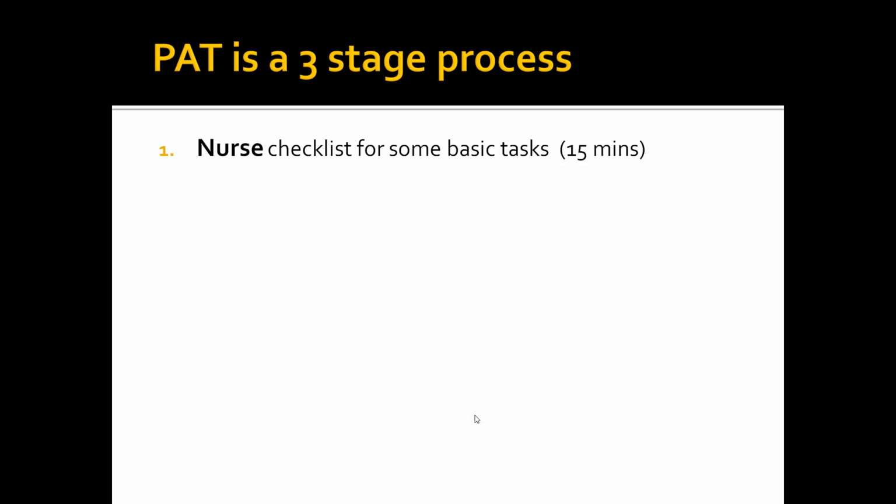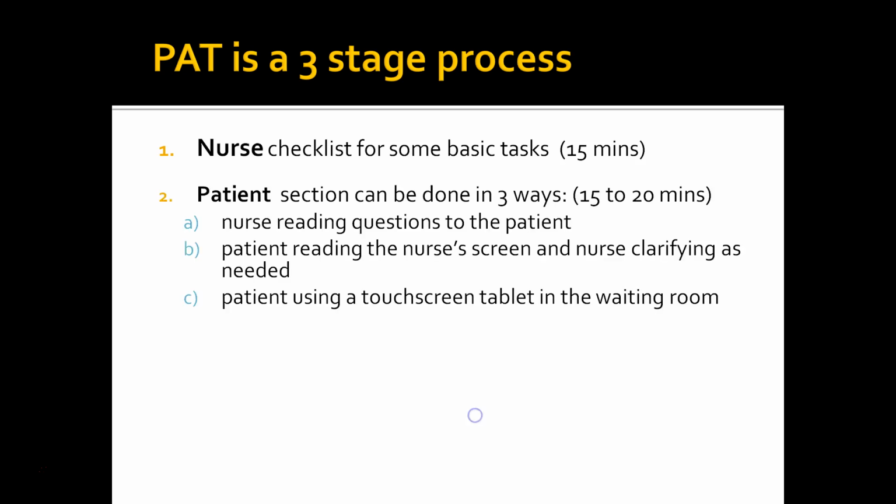There's a nurse checklist for some basic tasks. This takes 15 minutes. If you wish your nurse to do an ECG and an ABI, obviously that time adds on. The patient section can be done in 3 ways. It takes about 15 minutes. The nurse can read the questions to the patient. This is the slowest. The patient can read the nurse's screen and the nurse can clarify any questions as needed. Or the quickest one is a patient using any touchscreen tablet in the waiting room.